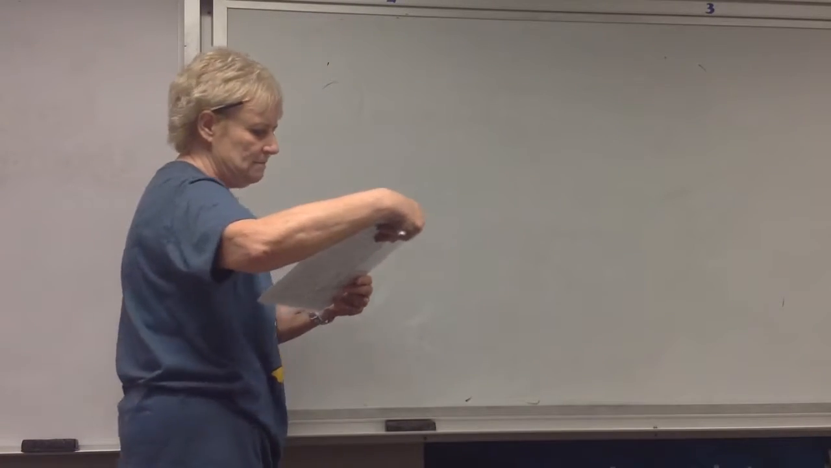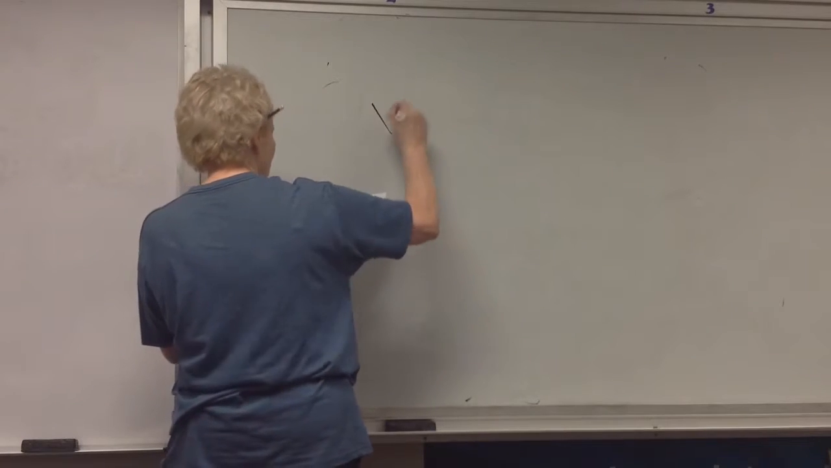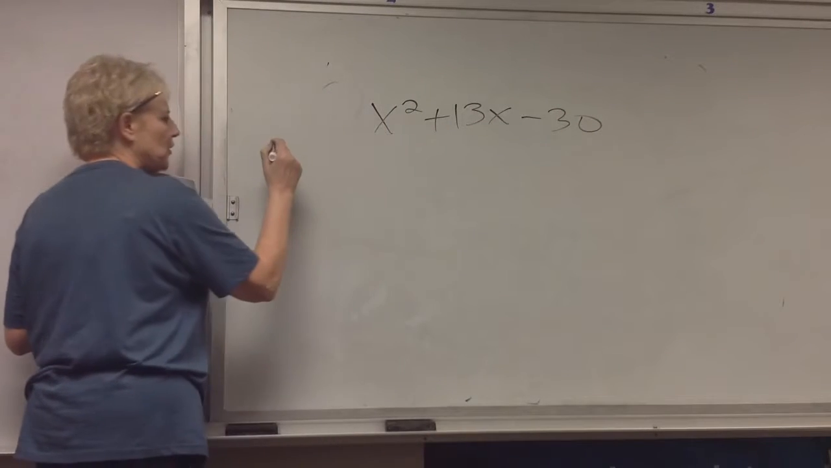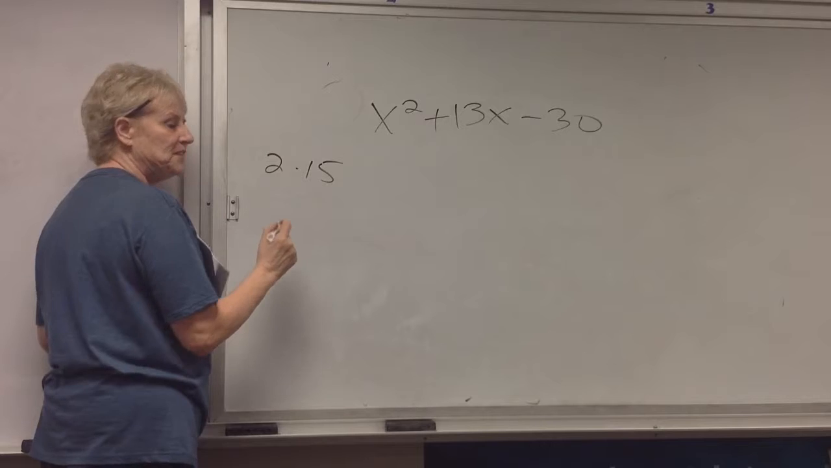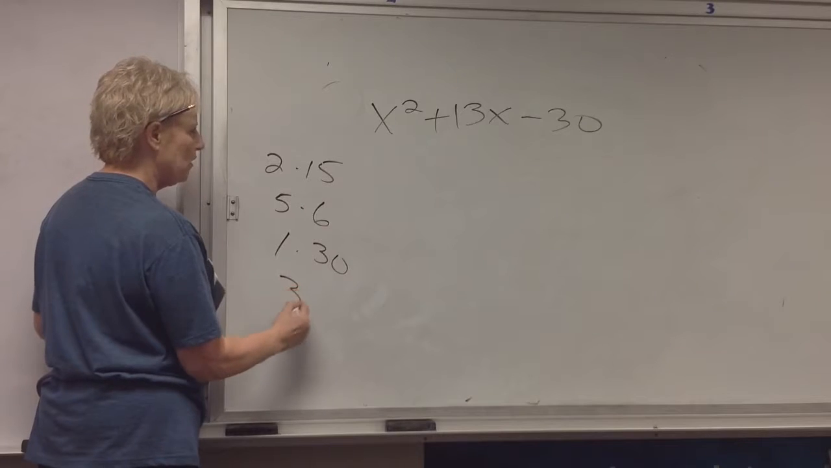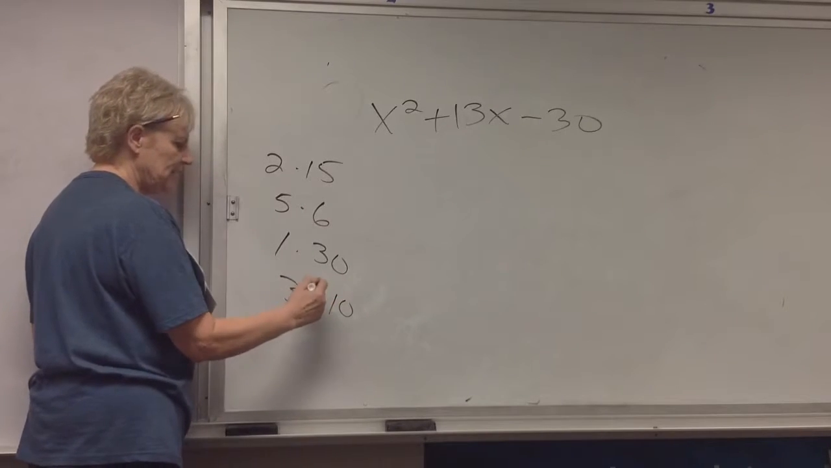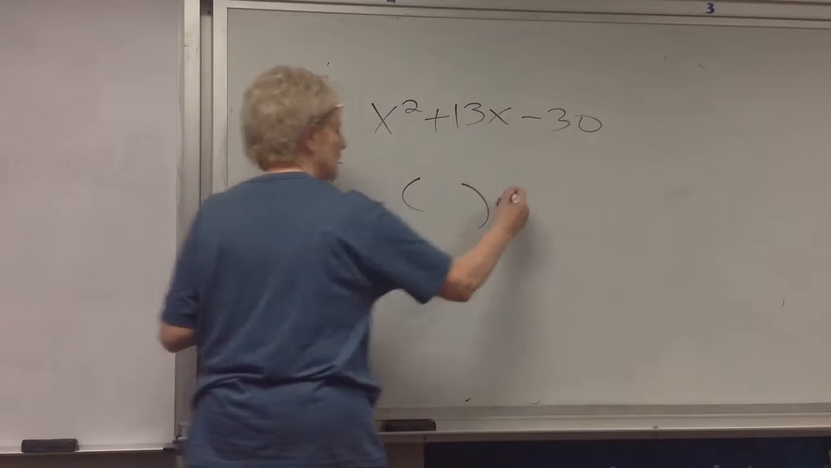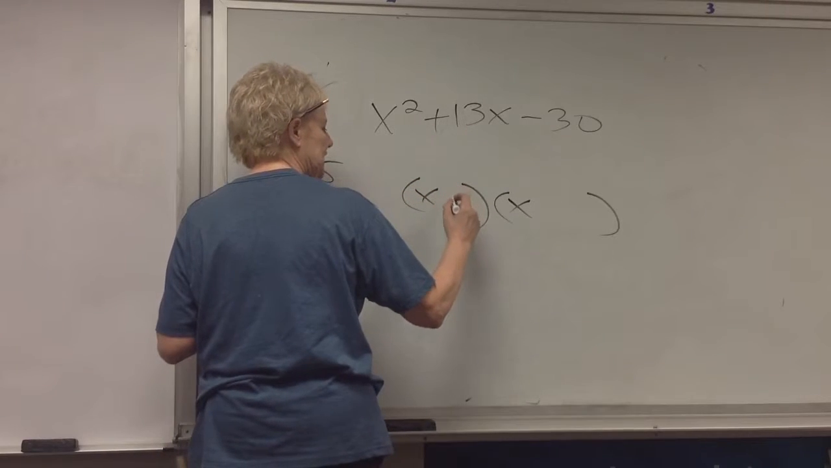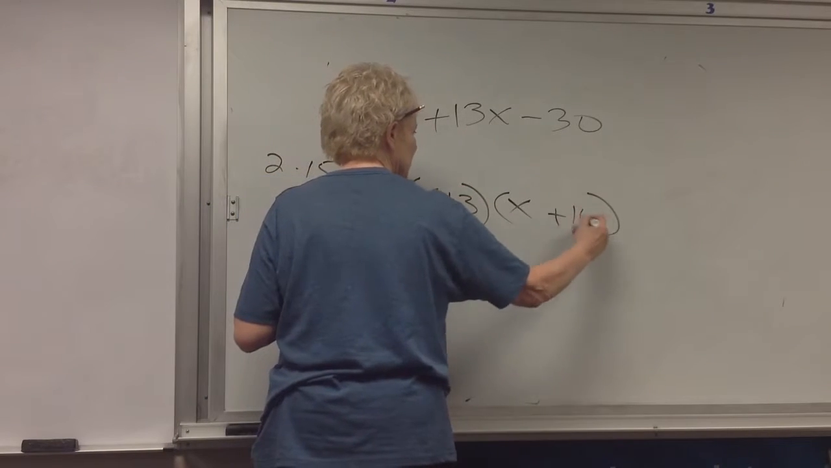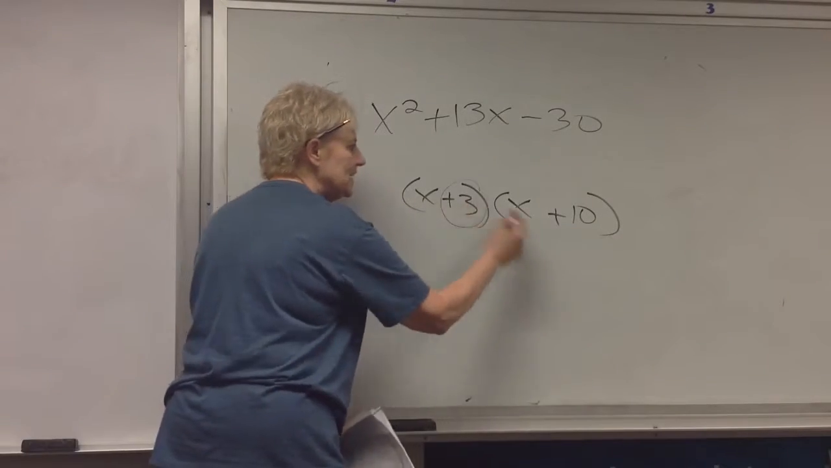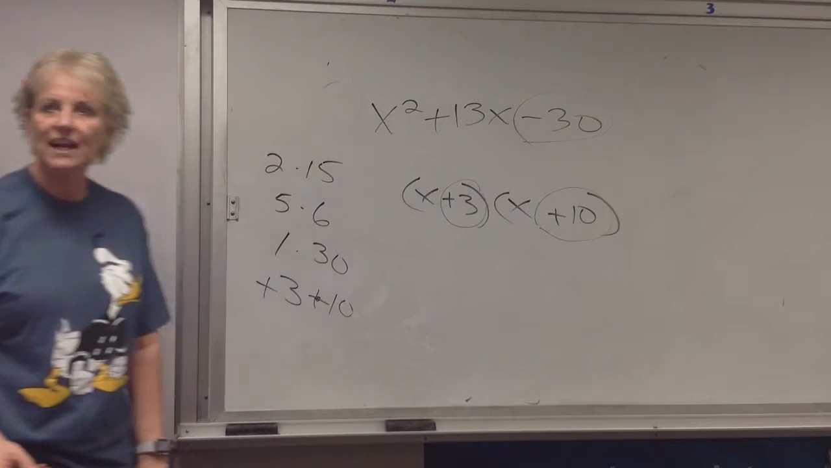Okay? Next one. Oh yeah, this is the one. x squared plus 13x minus 30. I'm looking for factors of 30, which is 2 and 15, or 5 and 6, or 1 and 30, or 3 and 10. I think I'll take 3 and 10. Automatic, x and x. 3 times 10 is also equal to 13, plus 3, plus 10. That is why I want you to do the quick check at the end, because 3 times 10 is not negative 30. That's the wrong one.